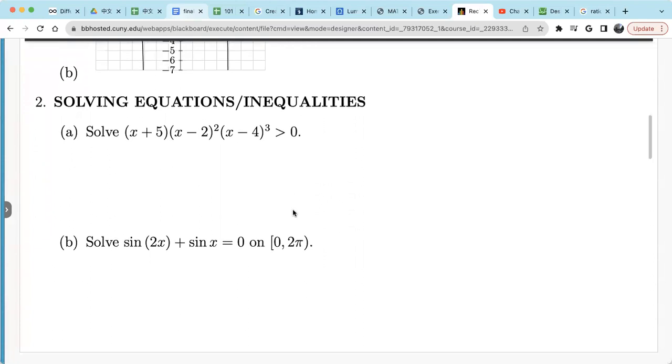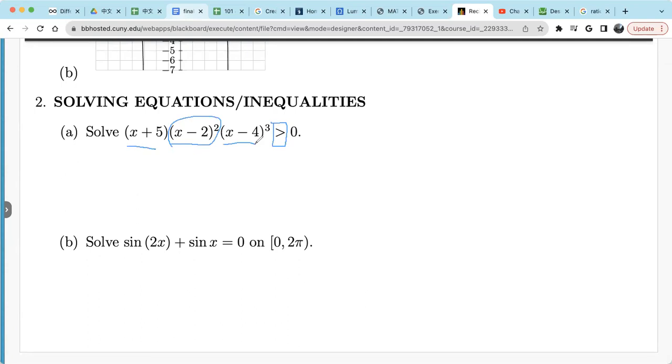Now let's go to 2, solving inequalities. So we have 3 factors here. The second factor doesn't really contribute anything because it's positive, and we're talking about greater than 0. So we can leave this one out. You don't need to think about this one, right? Because it will never be negative. So it goes along with the positive sign, the greater sign. So we only consider those 2 factors, x plus 5 and x minus 4 cubed.